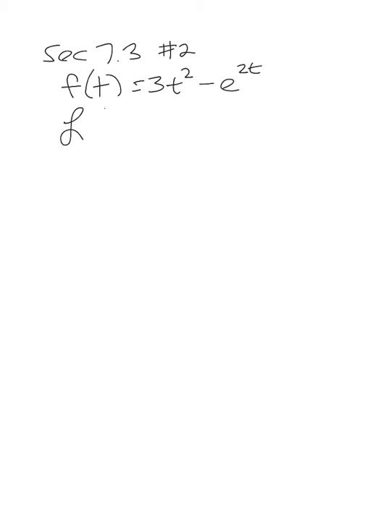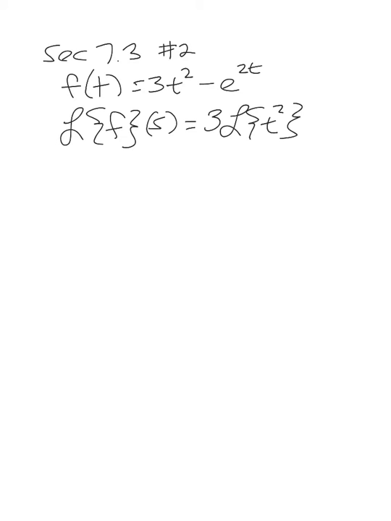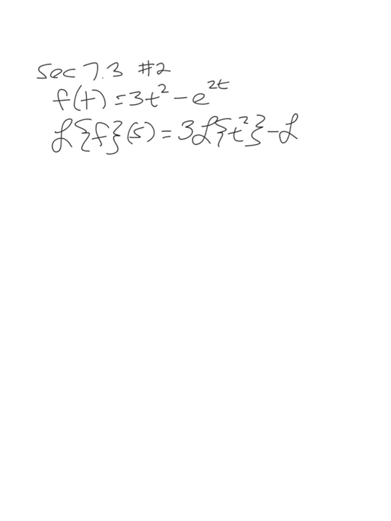And we're looking for the Laplace transform of f, which is a function of s. Okay, so we can use our linearity property to both break apart the subtraction and pull the 3 outside. So we've got 3 times the Laplace transform of t squared minus the Laplace transform. Let's give myself a little more room. Laplace transform of e to the 2t.